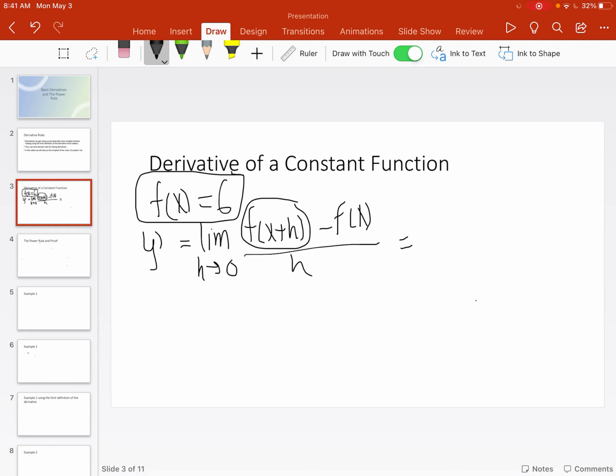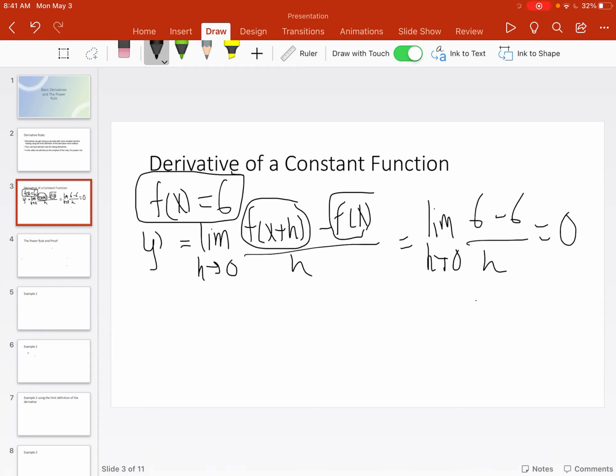So f of x plus h is just 6, and obviously f of x is just 6. So we have the limit as h approaches 0 of 6 minus 6 all over h. Meaning, well, obviously this is just 0. Computing the limit just gives us 0.